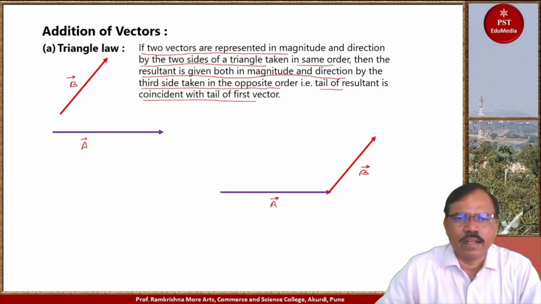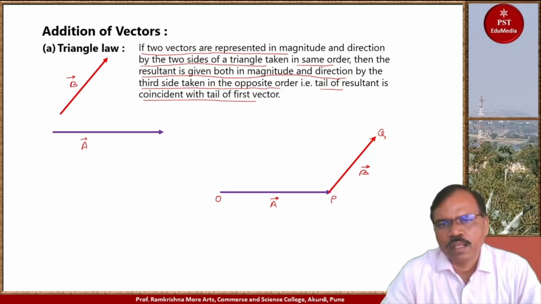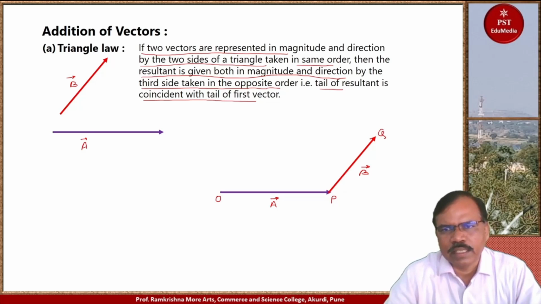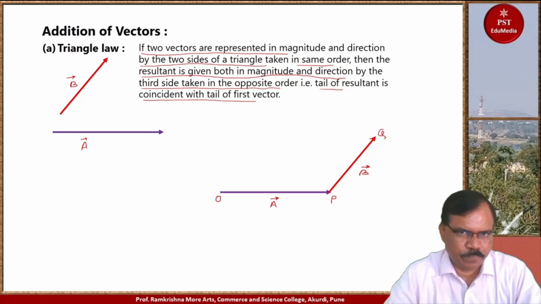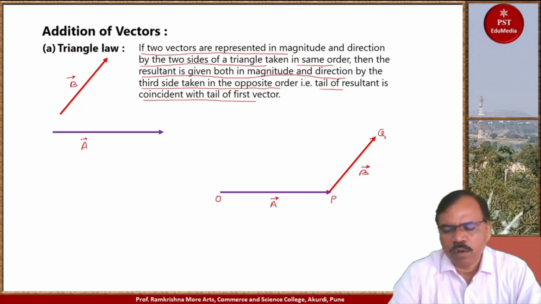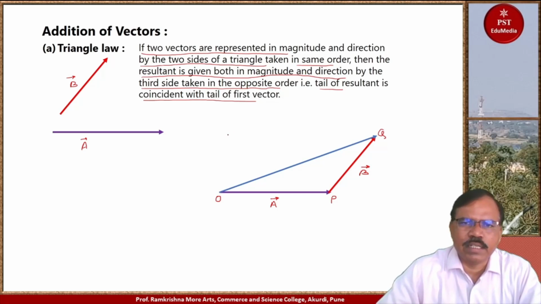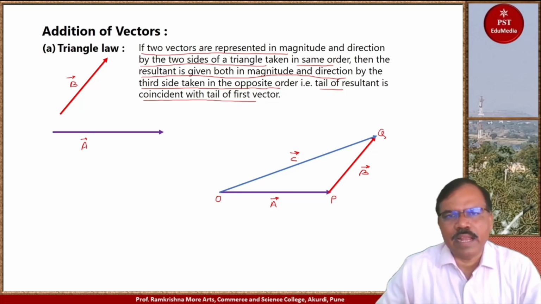So see here, let us take this point O and this point as P and this point as Q. So PQ, that is B, started from point P. Now what is resultant of these two? Now resultant of these two, let us call it as C. This is resultant of A and B.